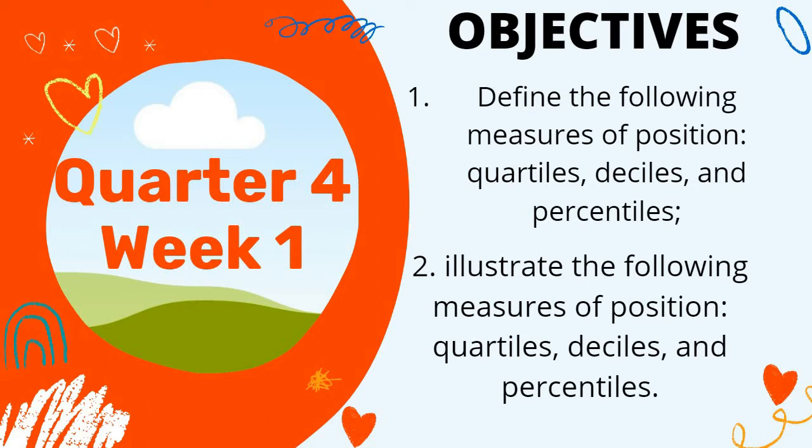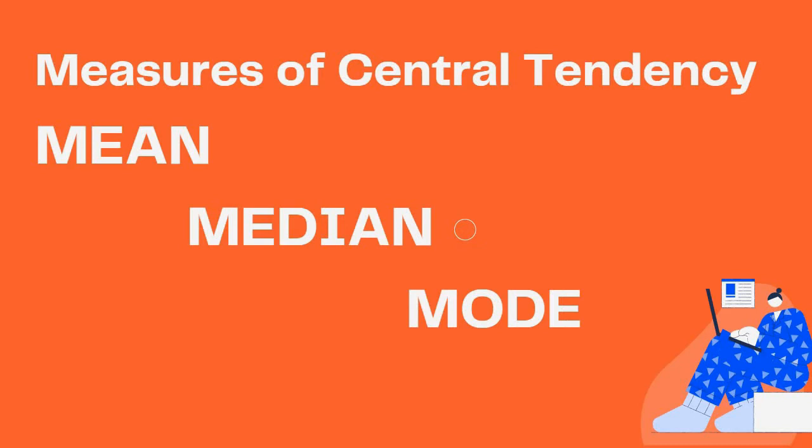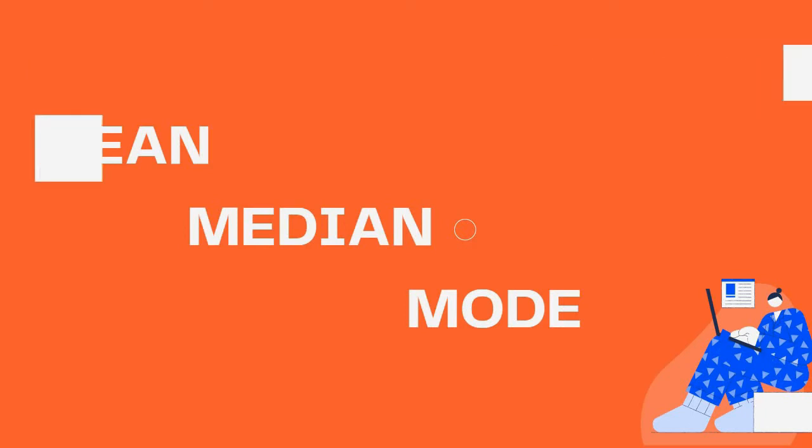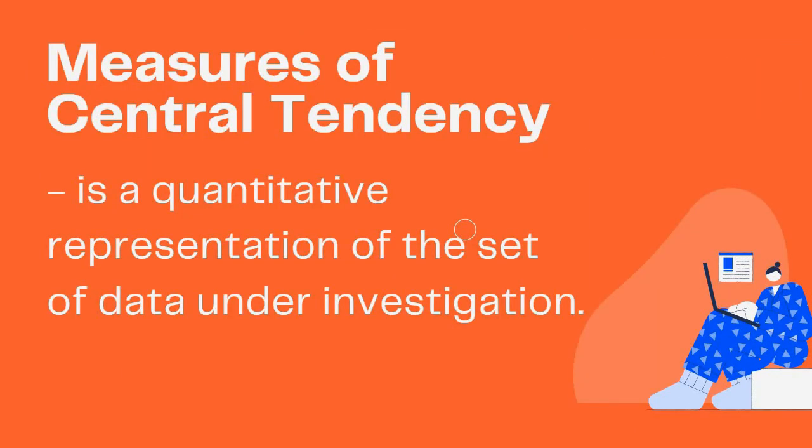But before that, let us look back at the previous lesson on measures of central tendency. Remember that in statistics, the central tendency is a central value or a typical value for a distribution. It is occasionally called an average or just the center location or the center of the distribution. The three common measures of central tendency are the mean, median, and mode. Again, when we say measures of central tendency, it is a quantitative representation of the set of data under investigation.